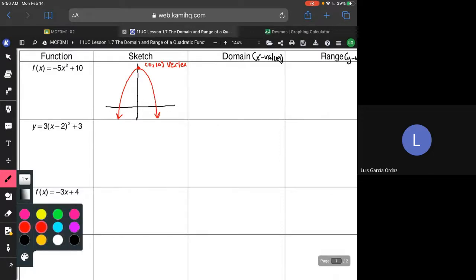So the domain, again, has to do with my x values. So in this case, if I were to look at this graph, because it's continuous, does it exist in all of the values of x, or is there a certain limit that it reaches? Remember, the arrows mean it's continuous forever. So would it exist in every single number on the x-axis, or is there a limit to it?